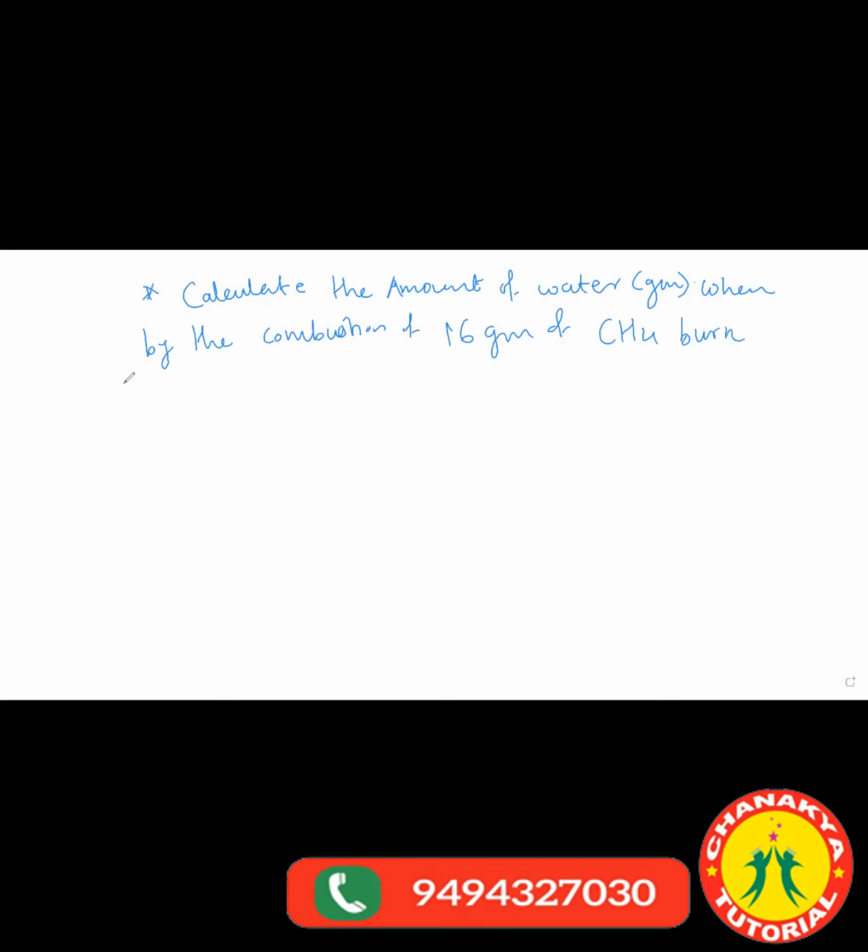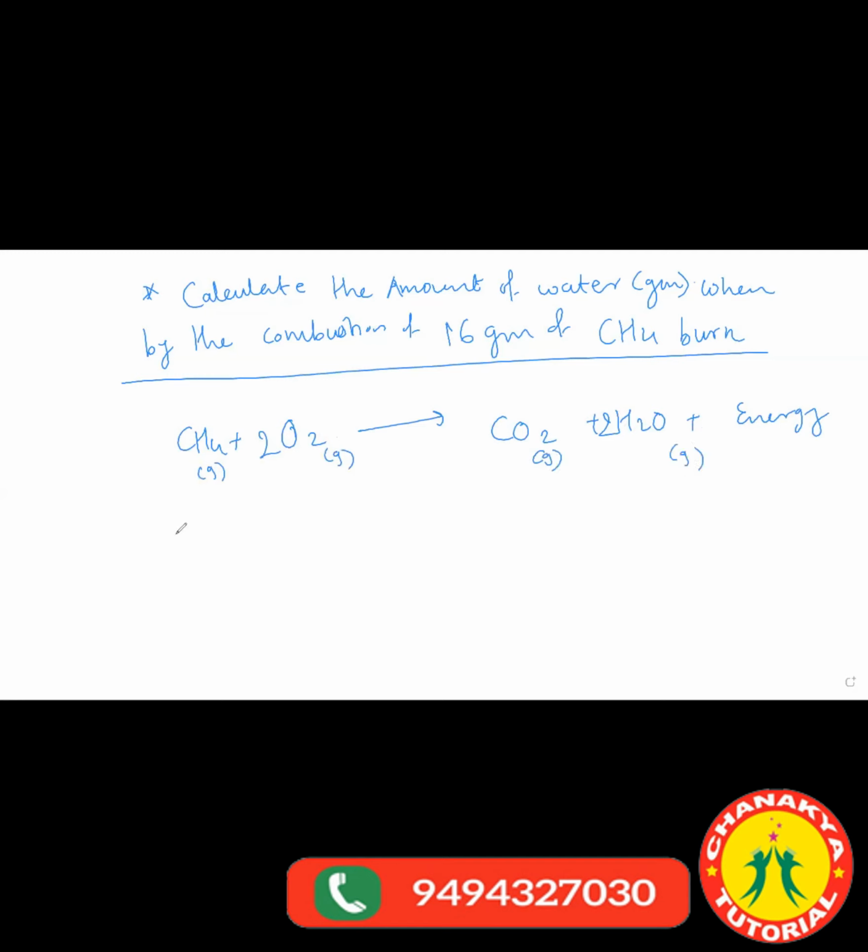Okay. So the reaction for that we have already seen, that is CH4 plus O2. You will get what? CO2 plus 2H2O plus energy, correct? So balancing we have already done: 2H2O, and here it will be 2O2, correct? So this is in gaseous state, this is also in gaseous state, this is also in gaseous state, this is also in gas. 1 mole of methane gives you what? 2 moles of water. Correct?